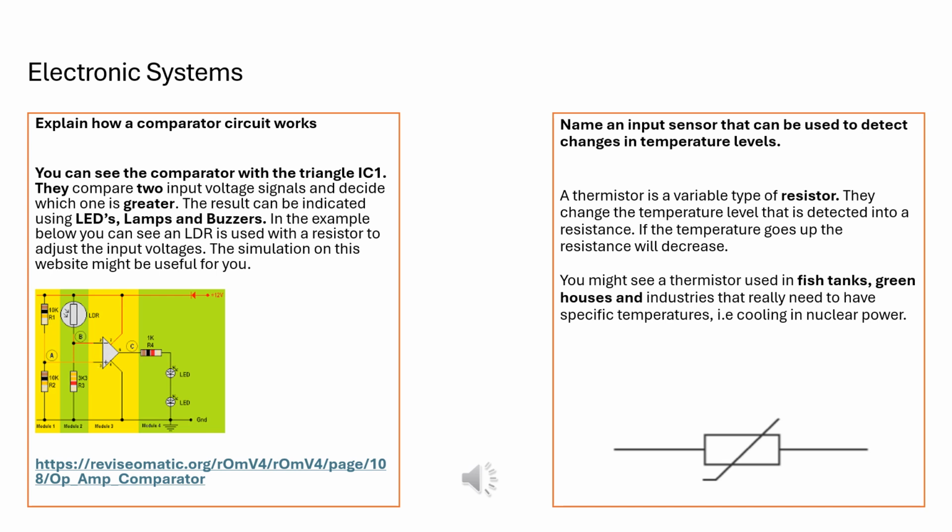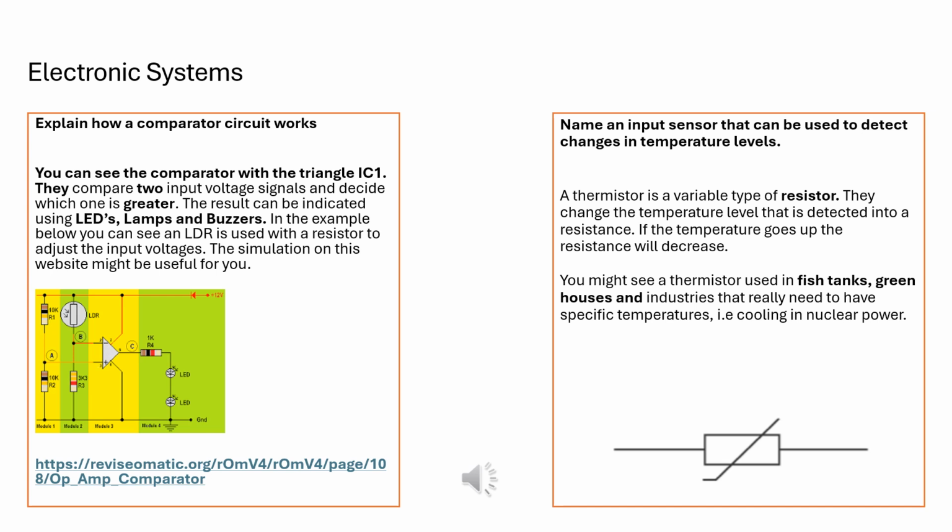In the example below, you can see the LDR is used with a resistor to adjust the input voltage. The simulation on this website, if you can go to this and play around with it, you can see what happens as the voltage increases or decreases and which LED lights up and how that is triggered. So I do recommend going to this website and typing out that link.